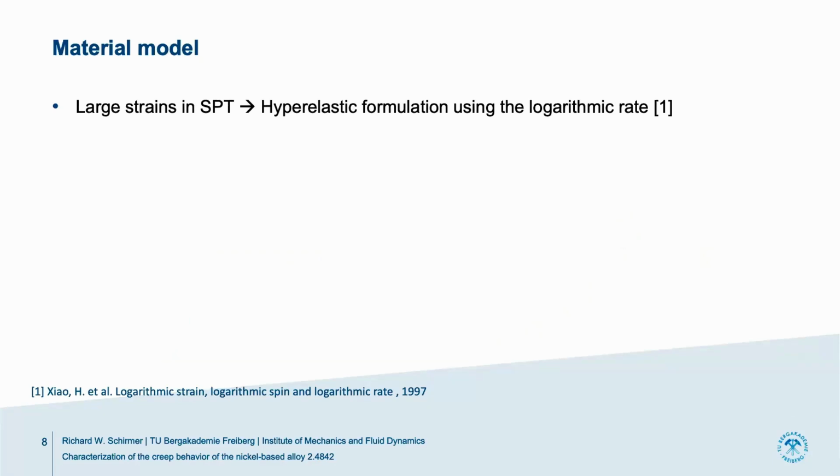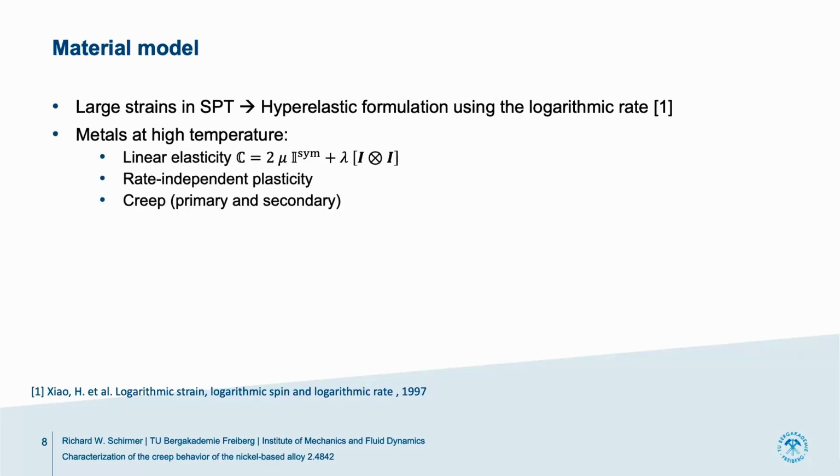Let's start with the material model. From the starting slides, you've seen we have large deformation, so of course we need finite strain. We use the logarithmic rate to end up with a hyperelastic formulation. And we assume that metals at high temperatures can be represented by linear elasticity, rate-independent plasticity, and viscoplasticity, in our case primary and secondary creep.